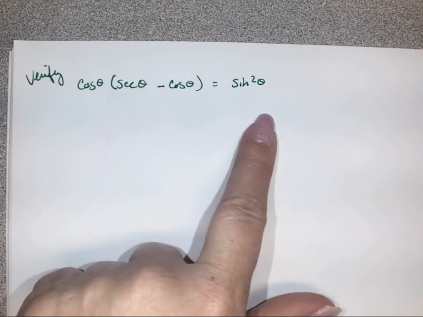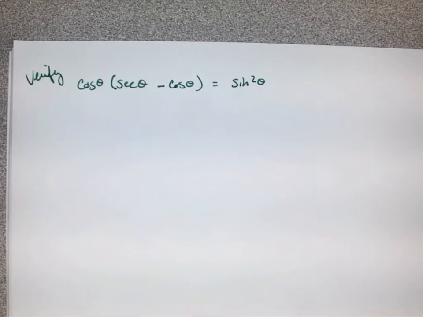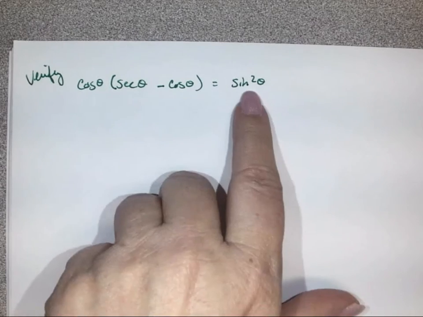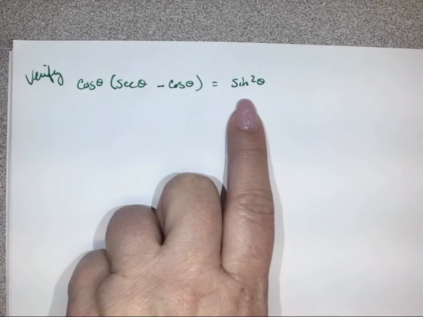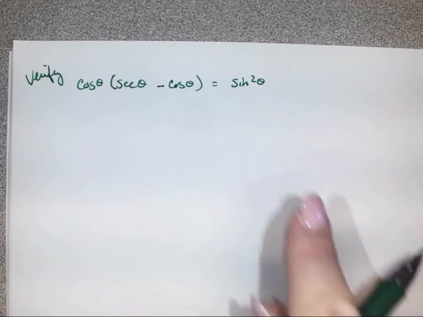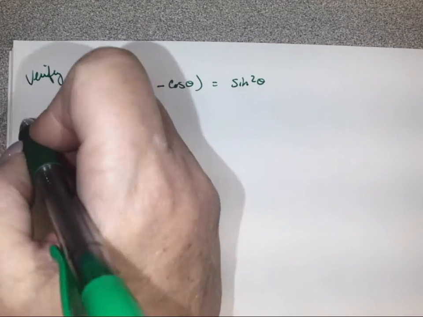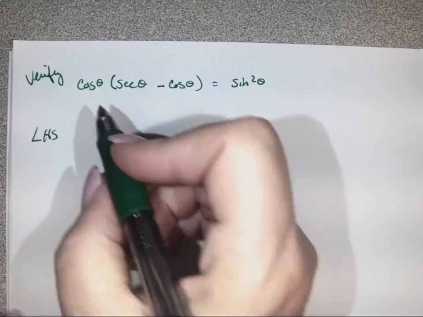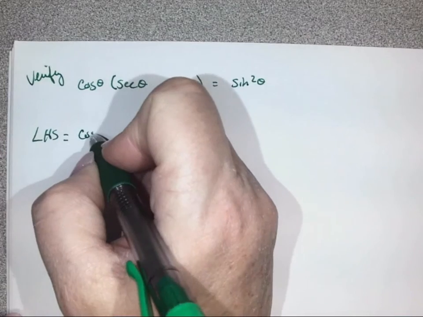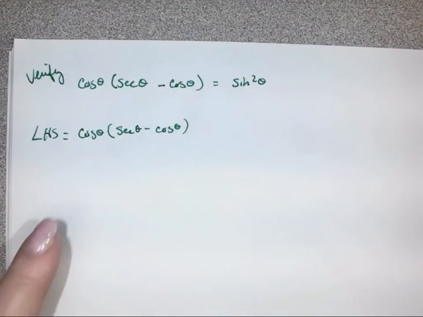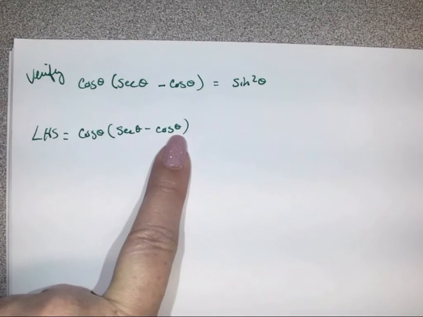So we have two sides of the equation, and this is where we're going to do our left-hand and right-hand sides. And we're going to pick the more complicated side, which is this side. This is already written in sine and cosine. It is just sine, but just pointing out. So we don't have to do anything over here. We're going to take our left-hand side and verify that it will equal this side. So the left-hand side we're going to rewrite. So we have our cosine theta times secant theta minus cosine theta.